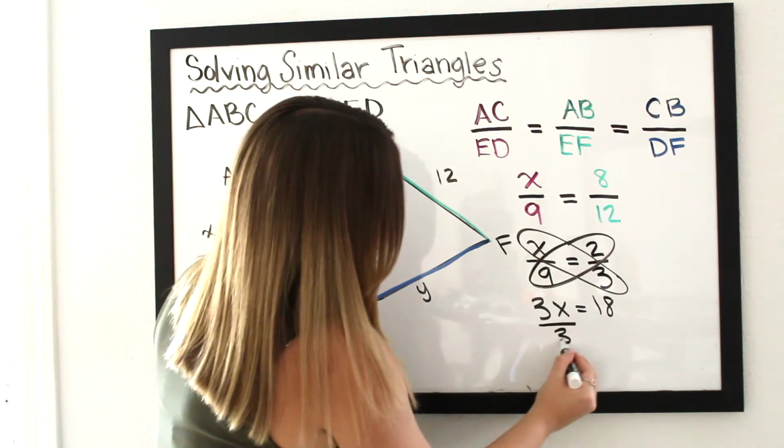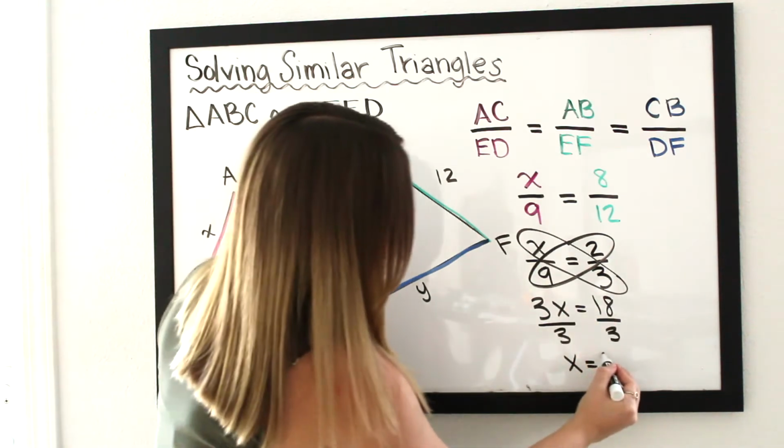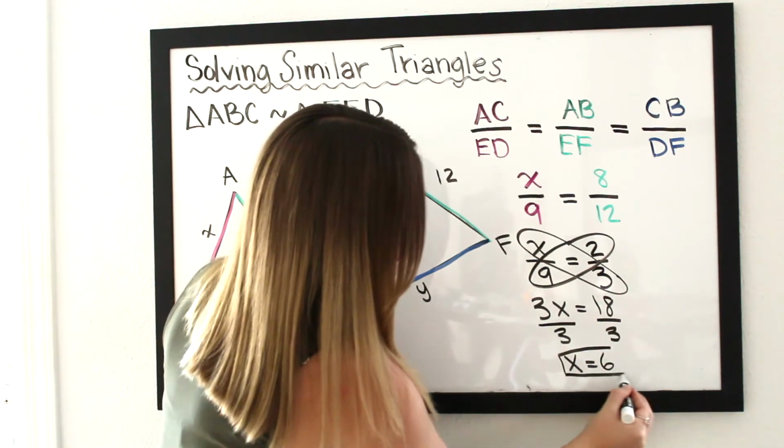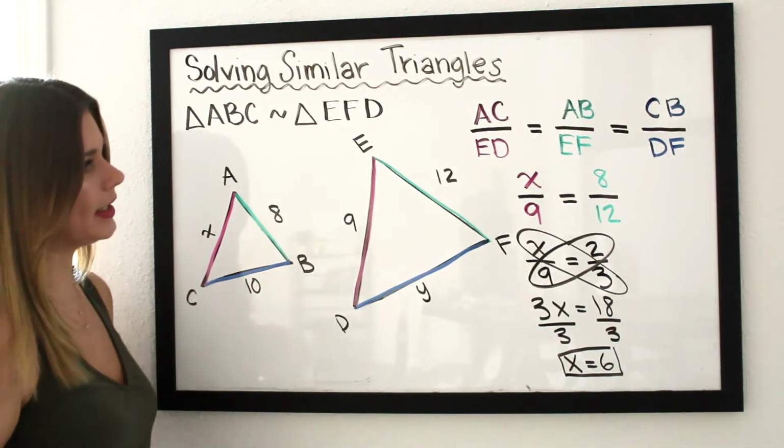Divide both sides by 3. I end up with x is equal to 6. 18 divided by 3 is 6. So the length of segment AC is going to be 6.